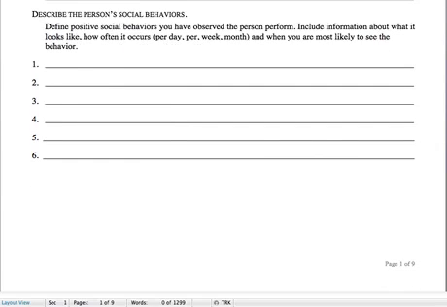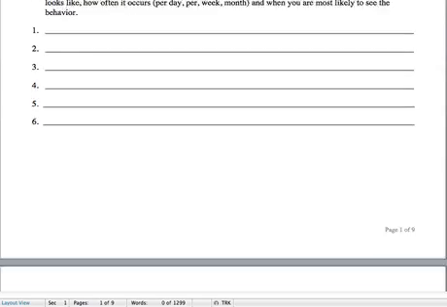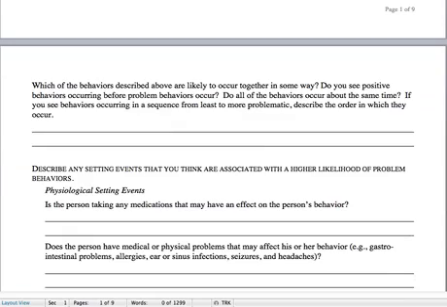The next section is describing the person's social behaviors. And here we're focusing on appropriate social behaviors. This section is good in that it forces the respondent to think of appropriate behaviors that may already exist in the student's repertoire that we might use to strengthen and replace the problem behaviors. Again, we have to worry about function, but if we have some appropriate behaviors to work with, we might be able to establish these more rigorously in the student's repertoire, which will help decrease the problem behaviors.